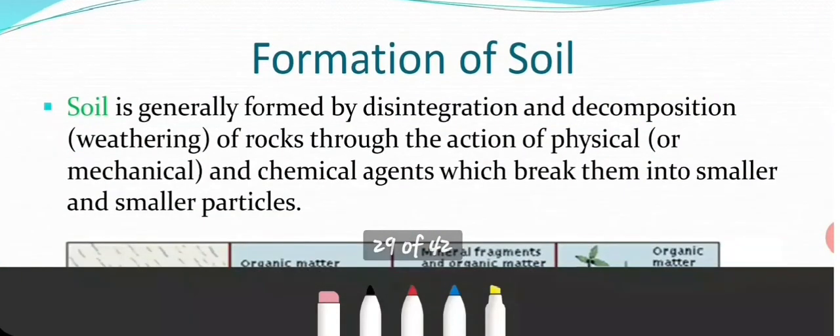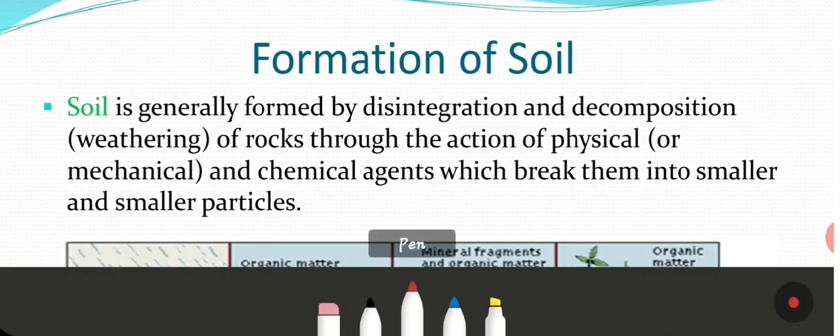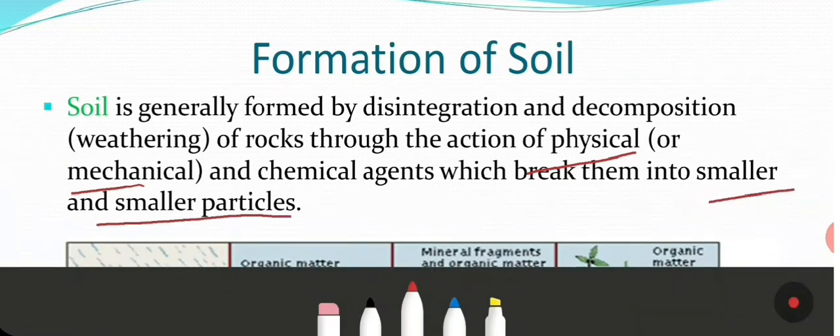Okay, now formation of soil. Soil is generally formed by disintegration and decomposition, that is weathering of rocks, through the action of physical or mechanical and chemical agents which break them into smaller and smaller particles.